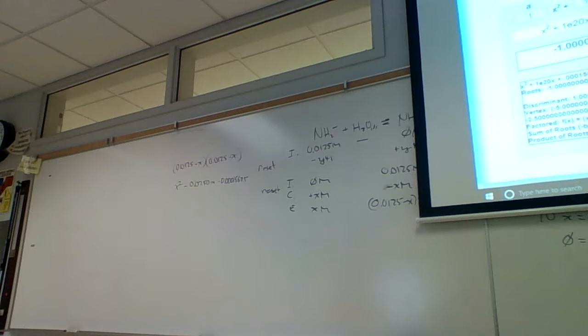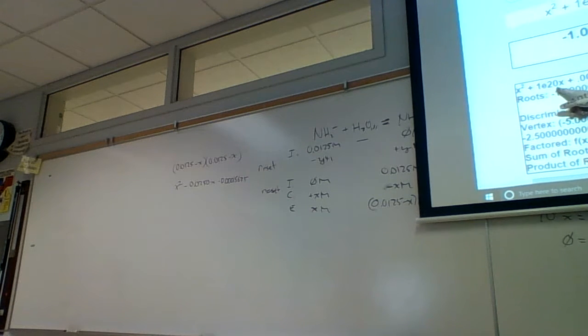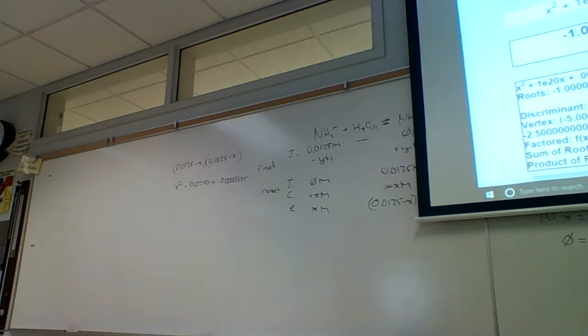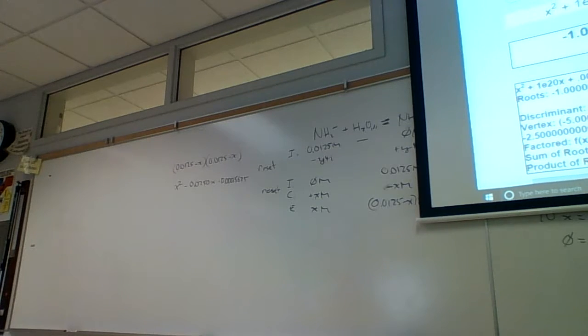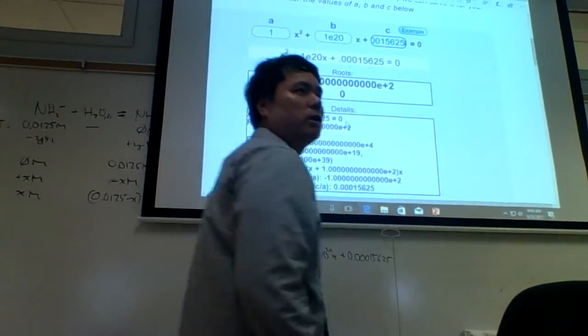All right, now look here, this is what I got. I have x squared plus 1 times 10 to the 20th x plus 0.0001565 is equal to 0. That's the correct formula, right? And so, you know, maybe I shouldn't trust Math is Fun. Maybe Math is Fun is for elementary school kids, not for college. And so maybe I should try a different one.